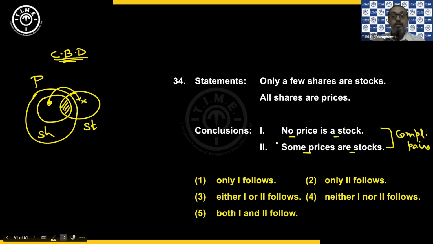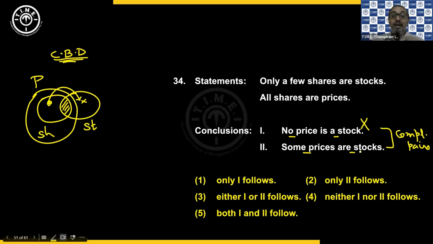Now look at the negative. No price is a stock. Means price should be separate, stock should be separate. Do I have two separate circles here? No. So it is a negative conclusion which does not satisfy your combined diagram, so it does not follow. When are you allowed to go to the alternate diagram?